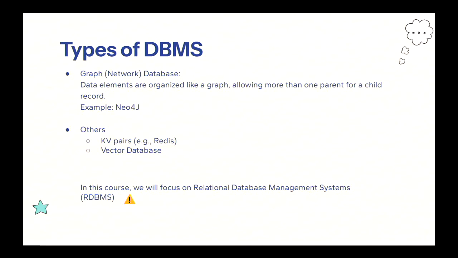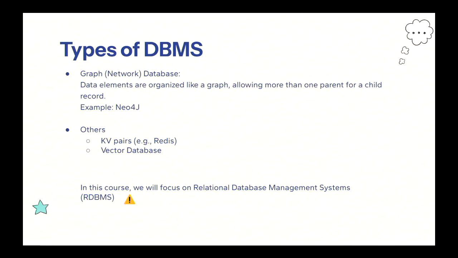And also there are some other types of DBMS. For example, many of you may have encountered Redis, which is a very fast in-memory database, and it can only store key-value pairs. It is fast, but it sacrifices the capability of storing complex data.